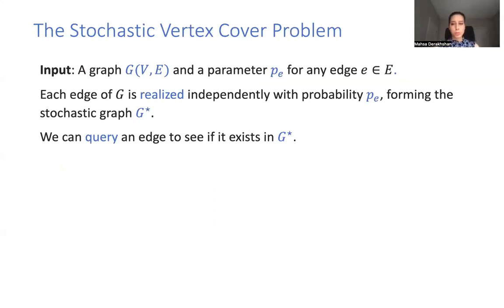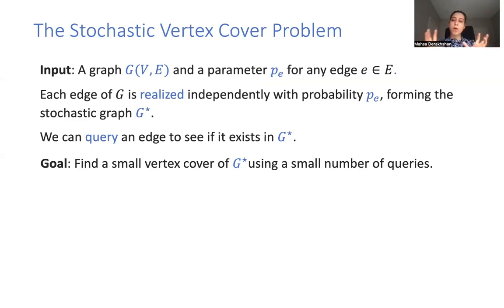I'm going to go over the problem again and then talk about our algorithms. So we have our input graph G and a parameter p_e, which is the realization probability of any edge. Then edges of the graph will be realized independently with their corresponding probability, forming the stochastic subgraph G star, or the realized subgraph. Now, the goal is to query a small subset of edges to find a small minimum vertex cover.